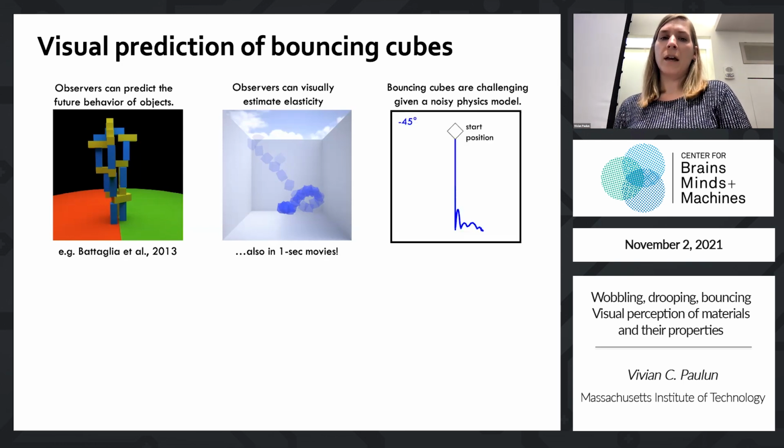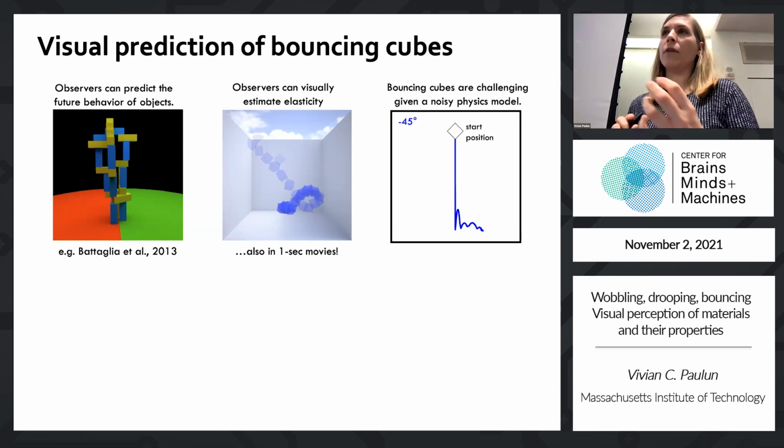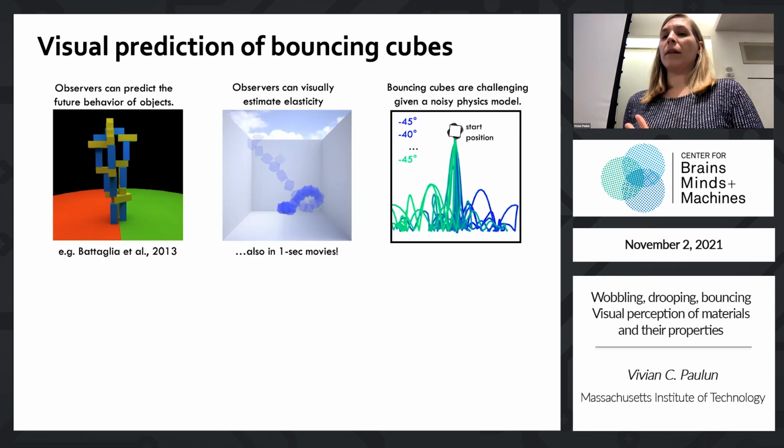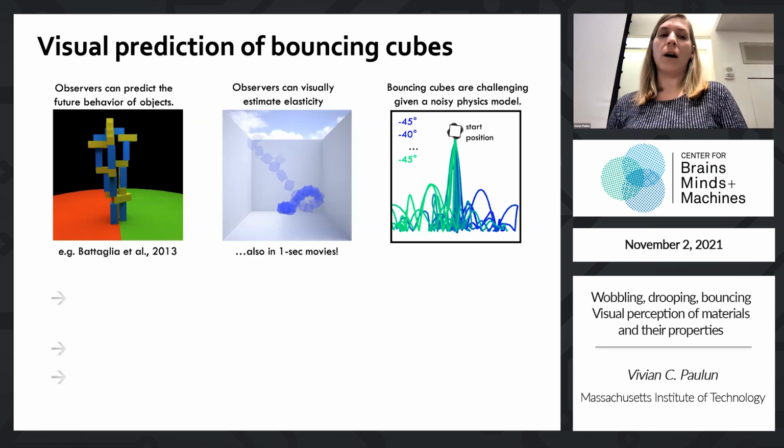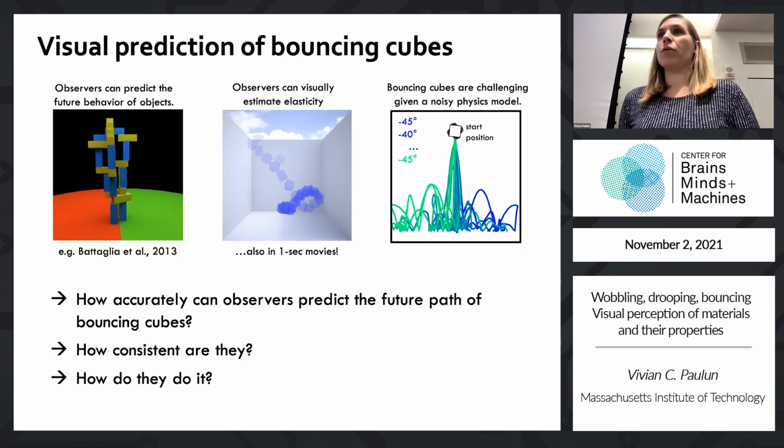So here I'm showing the trajectory of a cube that's falling down under gravity from this position and with this orientation. And if I rotate the cube by just 5 degrees around one axis, then I get a different trajectory. And if I keep doing this and rotate it by 5 degrees, I get this whole family of trajectories. This shows that predicting bouncing cubes is very difficult. So we want to know how accurately can observers predict the future path of bouncing cubes, how consistent are they, and how do they solve this task.